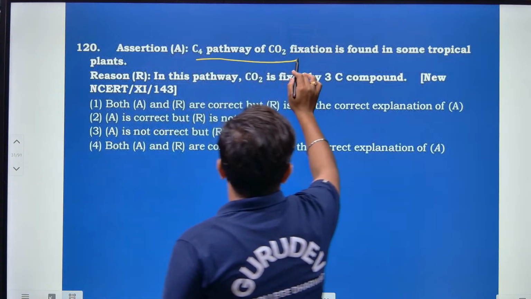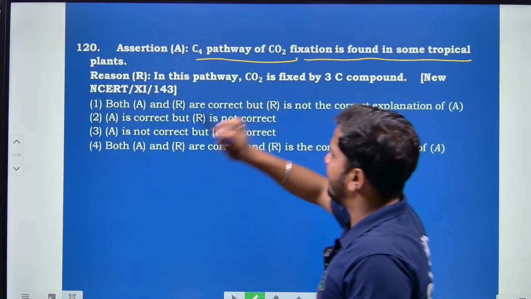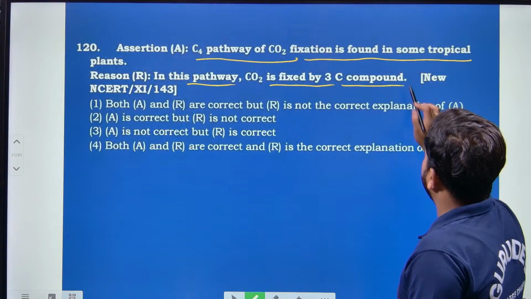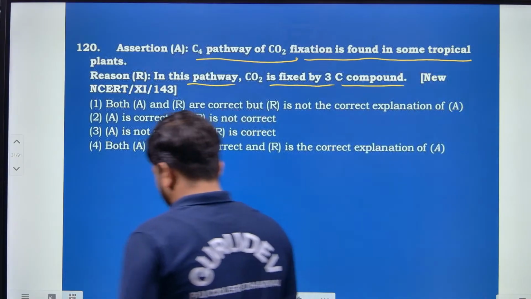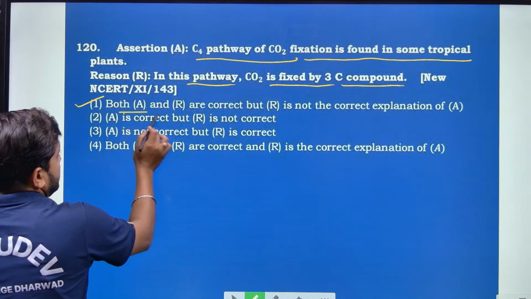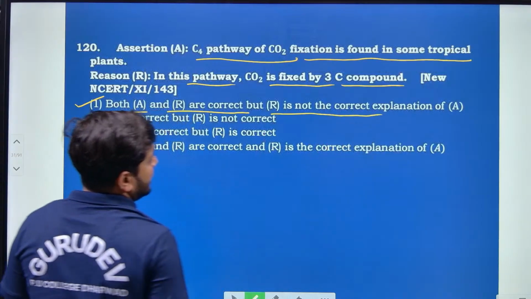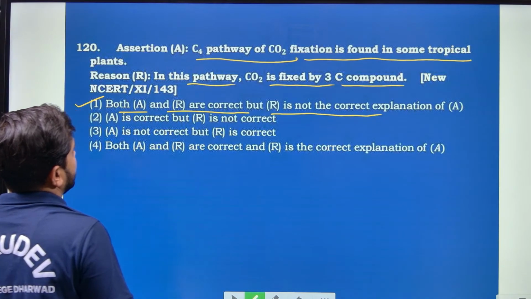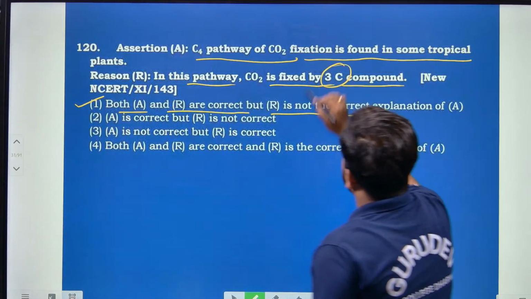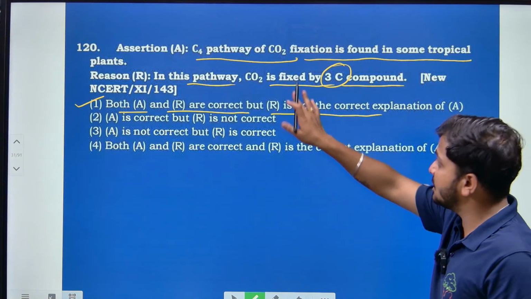The C4 pathway of CO2 fixation is found in some tropical plants. Then in this pathway CO2 is fixed by a 3 carbon compound. So according to this, option 1 is correct, because both assertion and reason are correct, but the reason is not the correct explanation, right? So CO2 is fixed by the C3 compound. What they are asking is not which is the primary product of CO2 fixation.